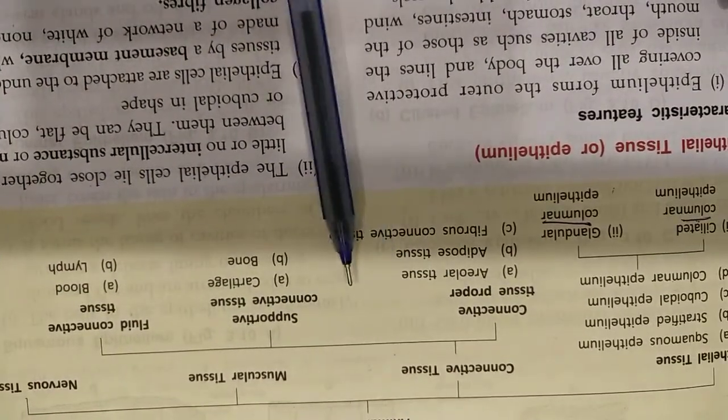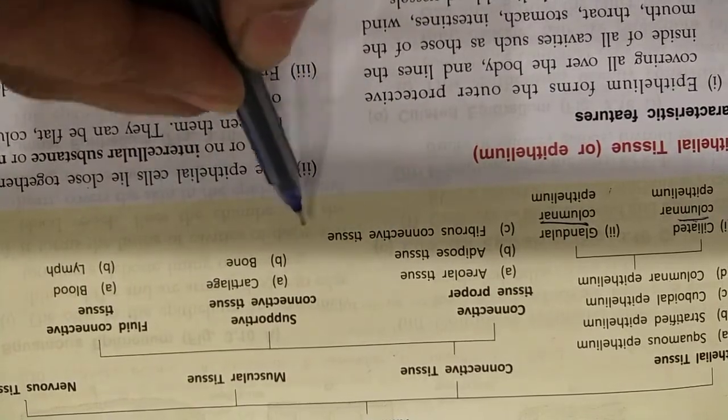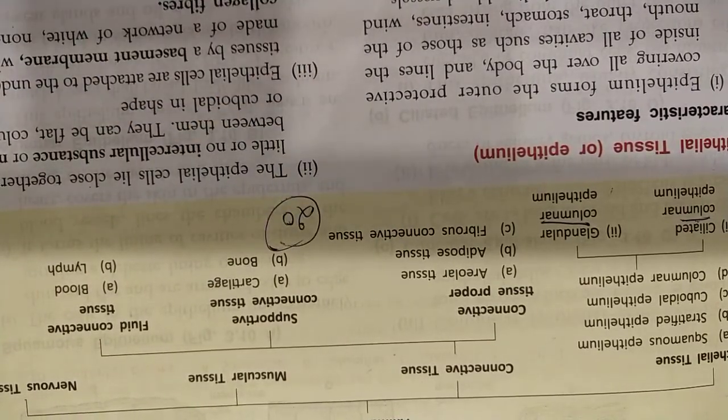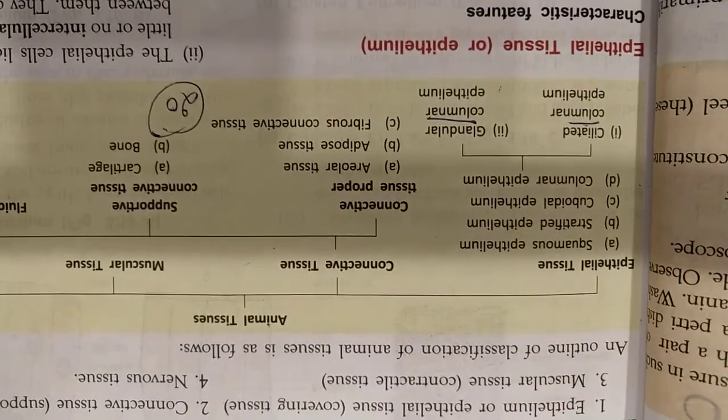You have to memorize it, give it at least 20 minutes to learn it. Then after you can touch the content inside it. Now let's start animal tissue. If you all remember it, it will be very quick.